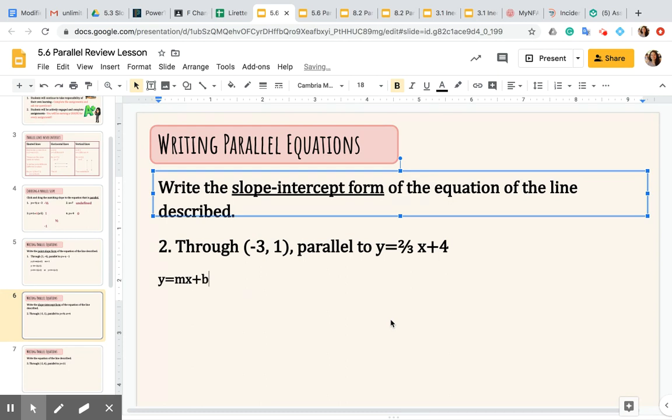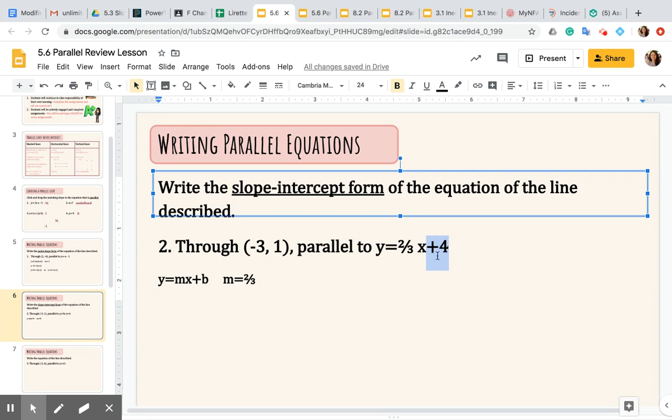This one's going to be a little bit harder. I know I want it to pass through this point, and I know I want it to be parallel to this equation. So in order for lines to be parallel, what has to be the same? Well, the slope has to be the same. So the question is, what's my slope in this line? My slope is the value that's touching the x. My slope's 2/3. So I'm going to write that. Slope equals 2/3. I need to use this in my equation. What has to be different, though? My b value.